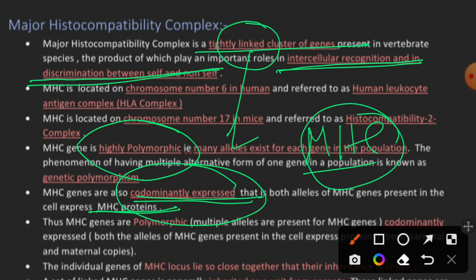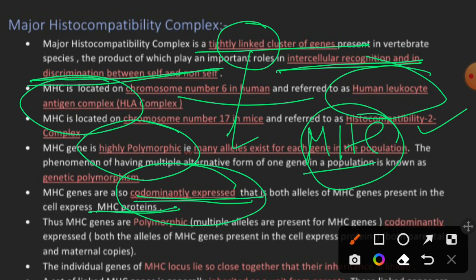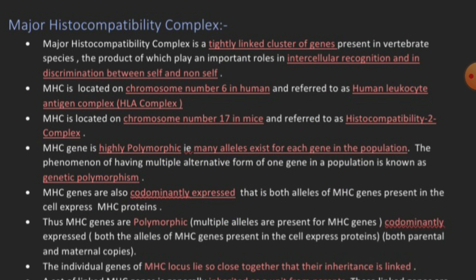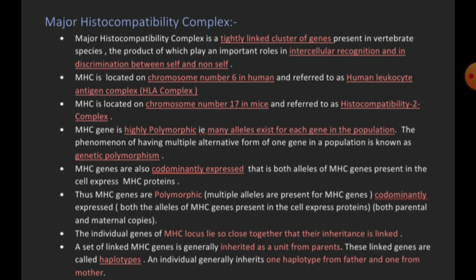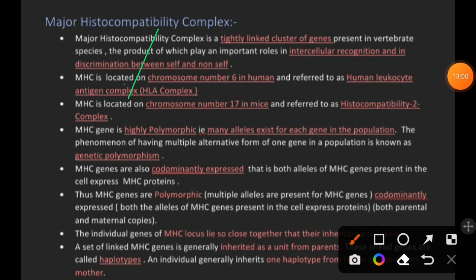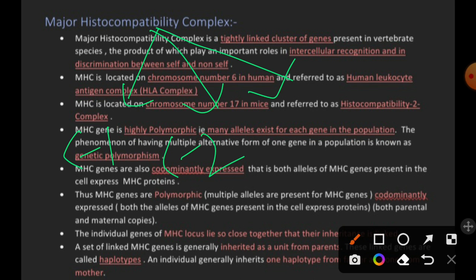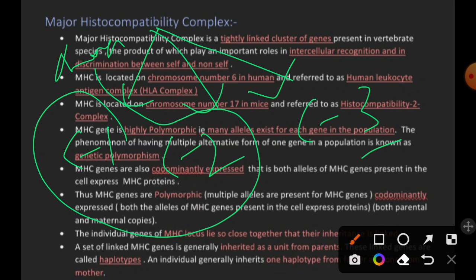MHC genes are present in humans on chromosome number 6, where the complex is referred to as human leukocyte antigen, and in mice on chromosome number 17, where it is referred to as the histocompatibility 2 complex. So that is the basic video on the major histocompatibility complex. Now the major histocompatibility complex can be divided into three classes: class 1, class 2, and class 3. The first two are very important for us, and class 3 is not that important.